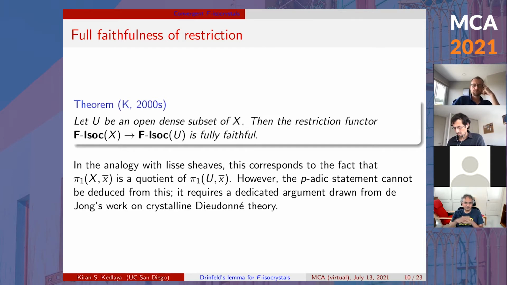So there are some delicate p-adic analytic arguments that were inspired by de Jong's work on crystalline Dieudonné theory. This was stuff I was working on back around the time of my PhD thesis. But anyway, this is an important thing that we're going to be using quite a bit as we go along. So I want to put this on the table. It is not easy to prove, but it is true, and it will be a key tool.